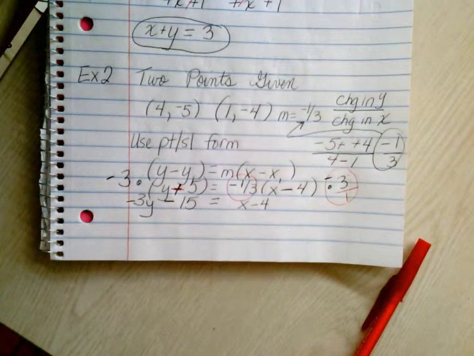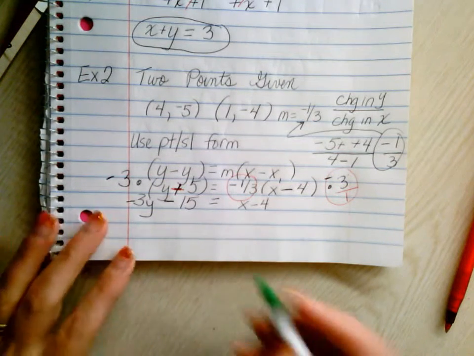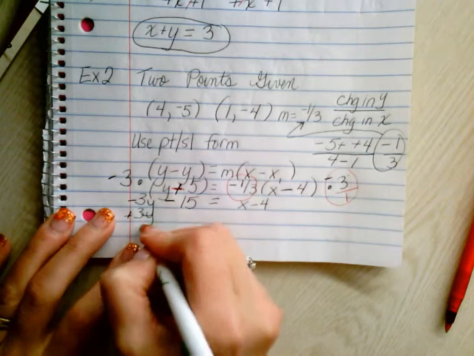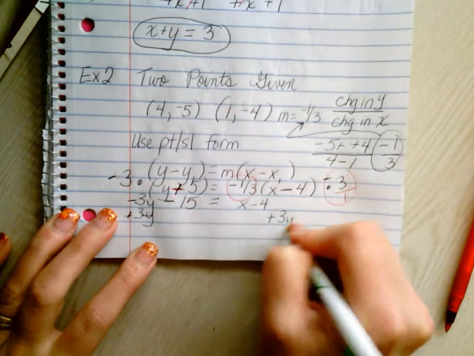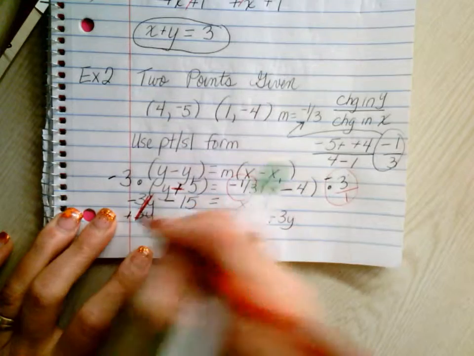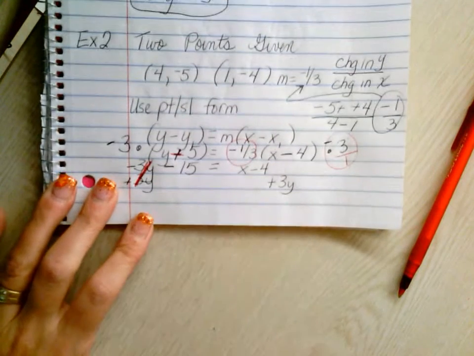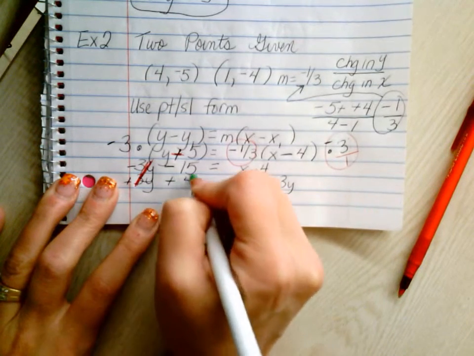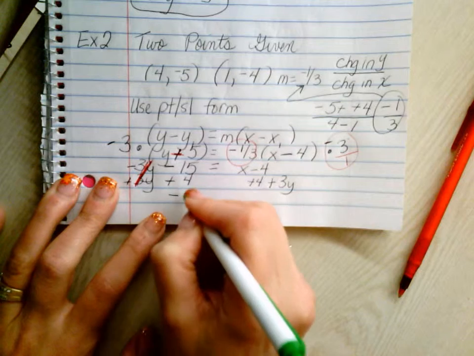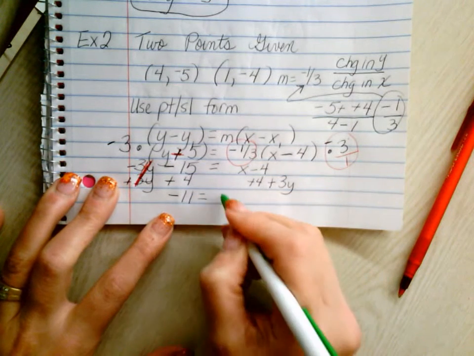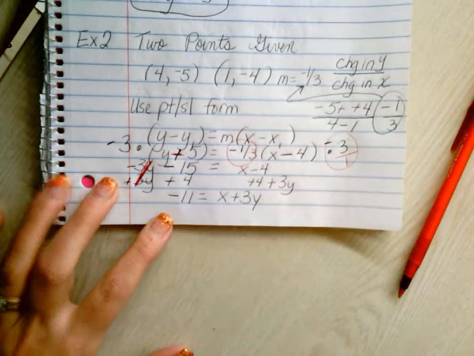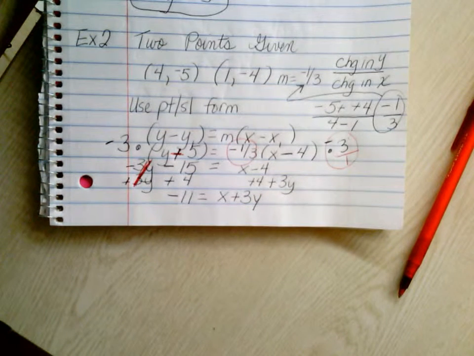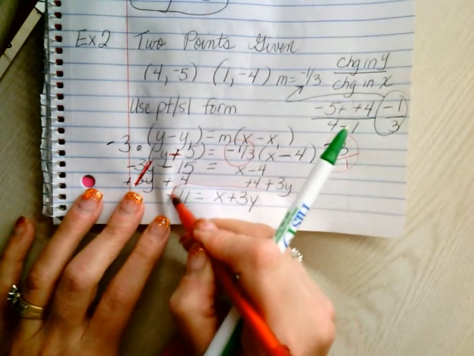-15. Okay? I want to keep my x positive, so I am going to add my 3y, eliminates y from the left, brings it over there. I'm going to add my 4, and I should have -11 equals x plus 3y. Let's see if I got the right answer here. -11 equals x plus 3y.